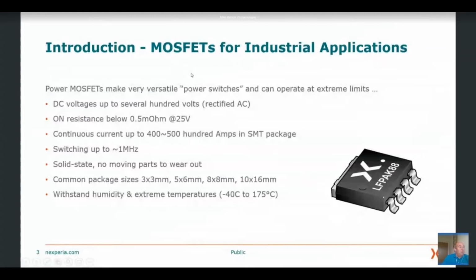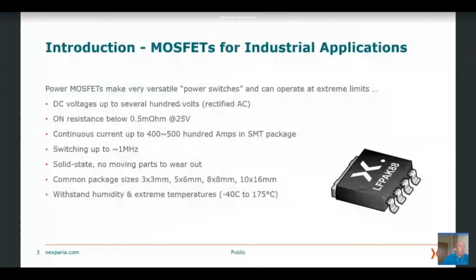If we wind back and have a little introduction. Power MOSFETs can make a very versatile switch. They can operate at extreme limits. Typically, at the high end, we can achieve DC voltages up to several hundred volts. So they can be used in low voltage applications. They can be used to control rectified AC, up to 600 or 700 volts.